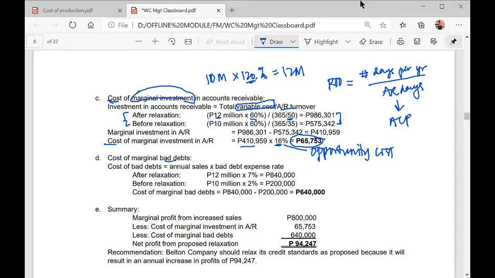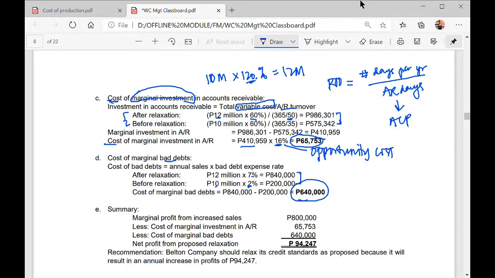Next, what is the cost of marginal bad debts? The problem says, from 2% it becomes 7%. So let's compute now. 12 million times 7% is 840,000. Then, before the relaxation, that's 10 million times 2%. Before, the bad debts were only 2%. So get the difference, that's 640,000. So by relaxing the credit standards, by changing the credit policy, we incur bad debts of 640,000.